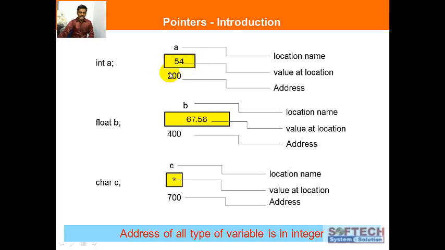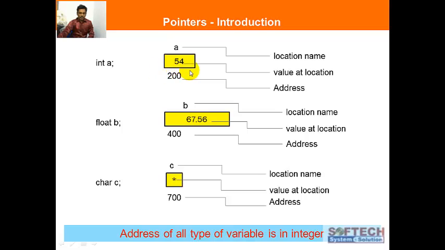Each and every byte has some address. That address is assigned by the operating system at the time of booting. This is a kind of memory management, and it is done by the operating system. So 200 is an address for this location, and A is the location name. In that location, we assigned the value 54.